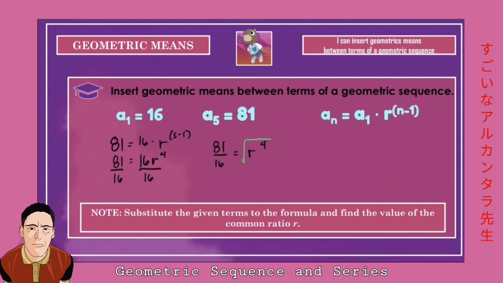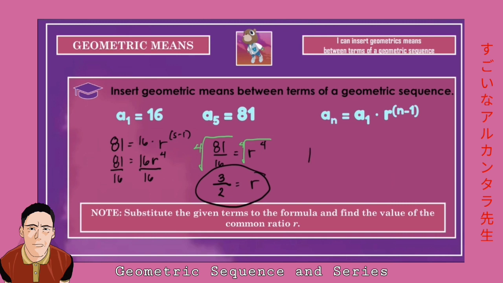And just like earlier, get the fourth root of it. So the fourth root of r raised to 4 again is simply r. How about for 81 over 16? We have established earlier that the fourth root of 81 is basically 3. How about for 16? The fourth root of that is 2. So it's going to be 3 over 2. Now, if you want to check that, 3 over 2 times 3 over 2 is 9 over 4, times 3 over 2 is 27 over 8, times 3 over 2 is going to be 81 over 16. So that's correct. So the ratio is 3 over 2.